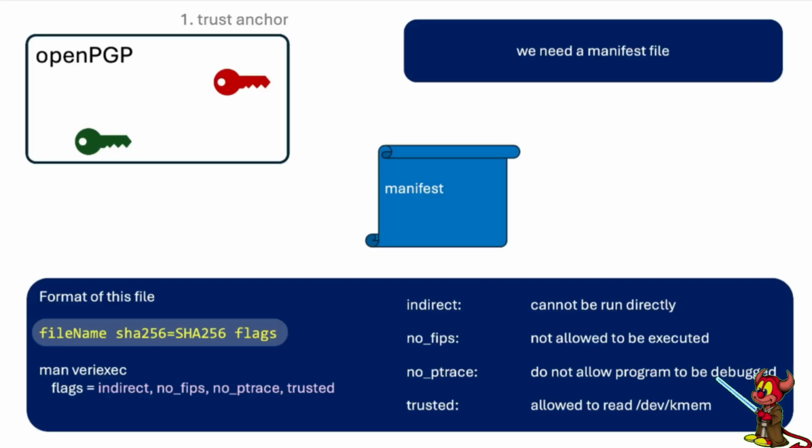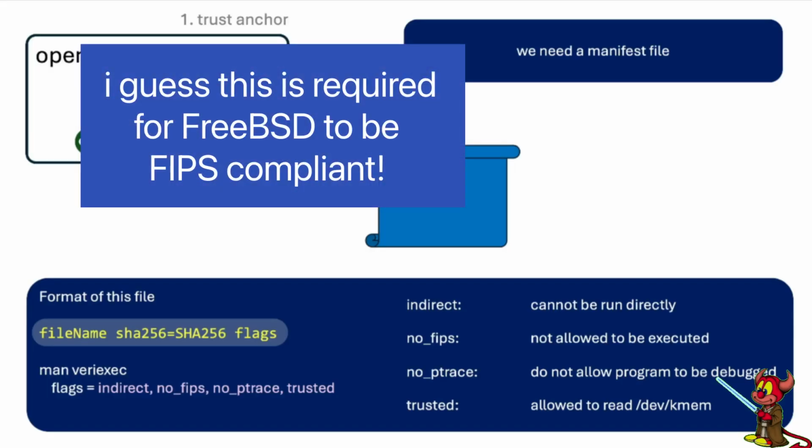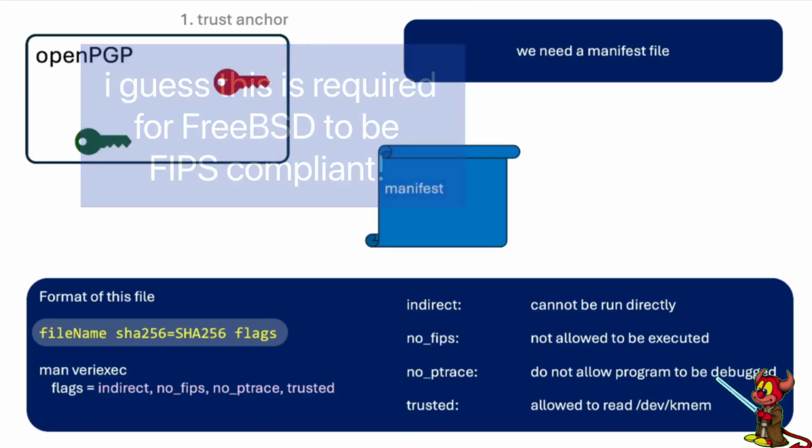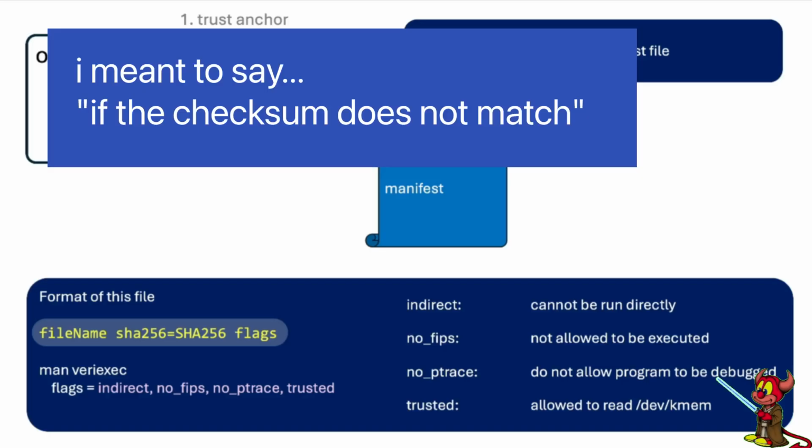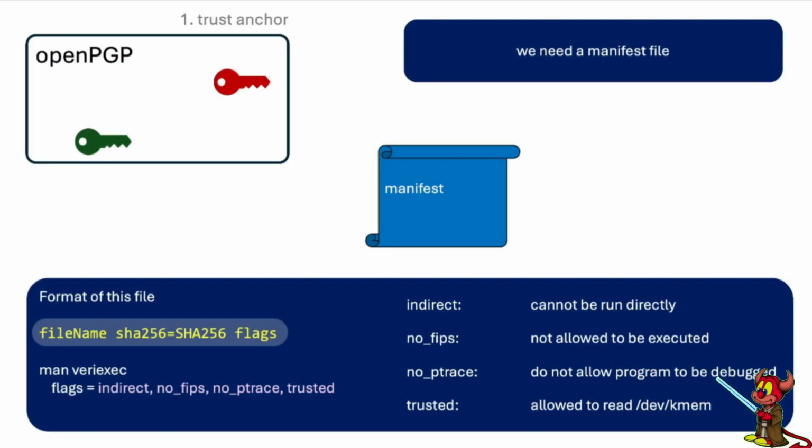No FIPS means that the program is not allowed to be executed. I don't understand this policy very well. It's an explicit denial of run, but in any case, if the signature doesn't match, the program will not be allowed to run. The no bitrace flag does not allow the program to be debugged, and trusted means that the program is allowed to read from kernel memory under /dev/kmem. You might omit the flags, and then the program is just going to be allowed to run or not.